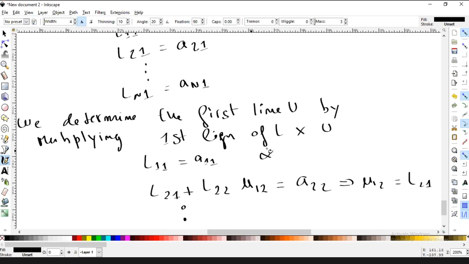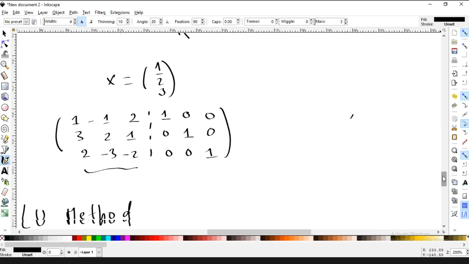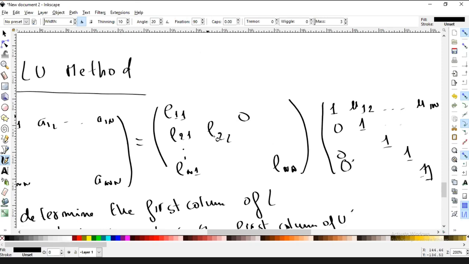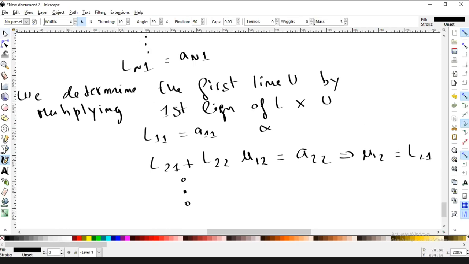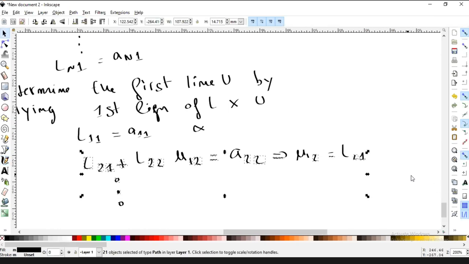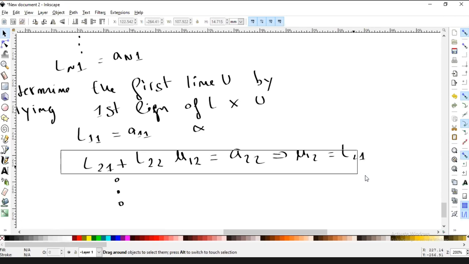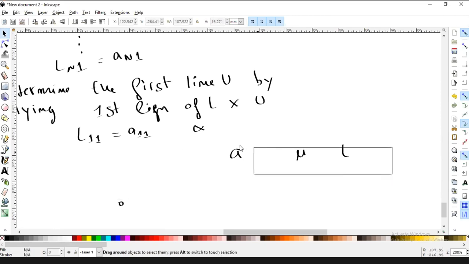Okay, the first line of L by U. Right, so I made a mistake here. Now I'm multiplying this, so it's L12 U12 is equal to... I jumped to something else here, to the second step. Sorry, I'm sorry for that.